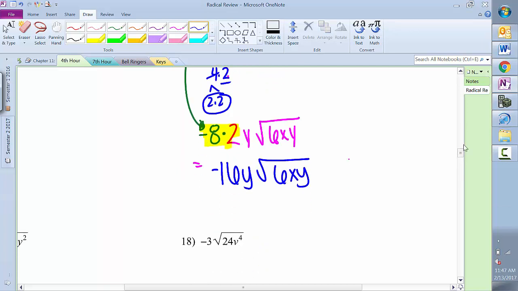Final step, check and see. I have an even index and an odd power. So what do I need? Absolute value signs. And you're done.